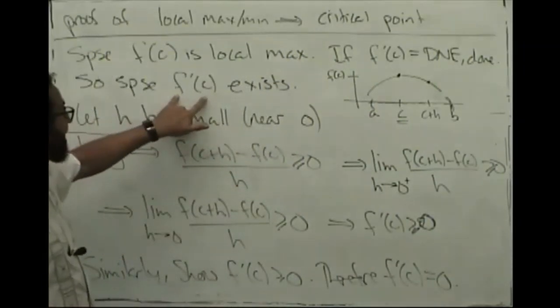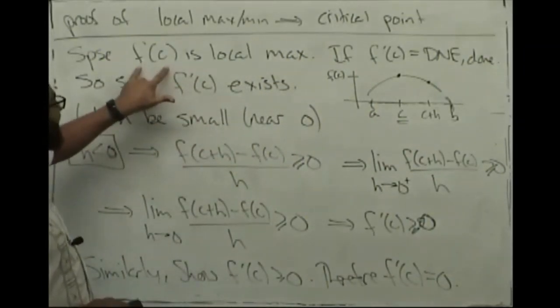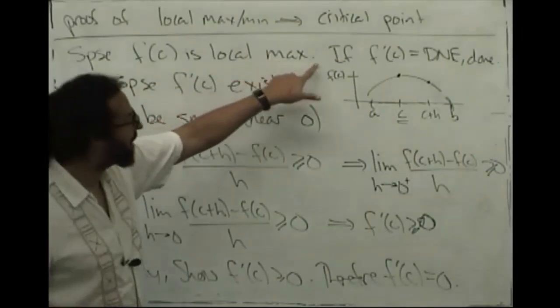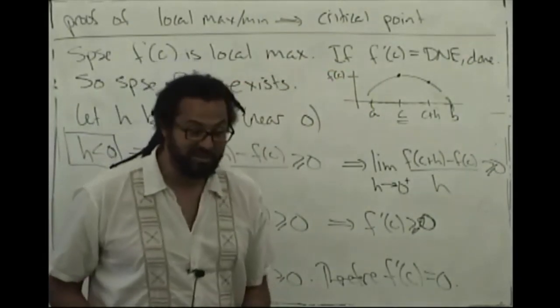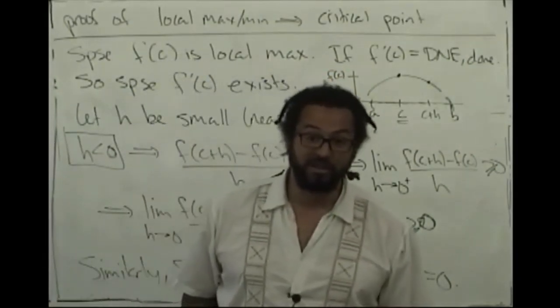You should, as an exercise, write a proof that if f of c is a local minimum, then f prime of c must be equal to 0. That would be a good exam question.